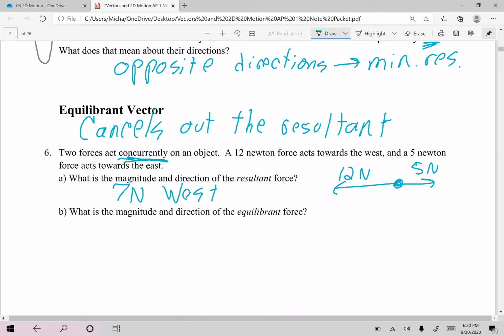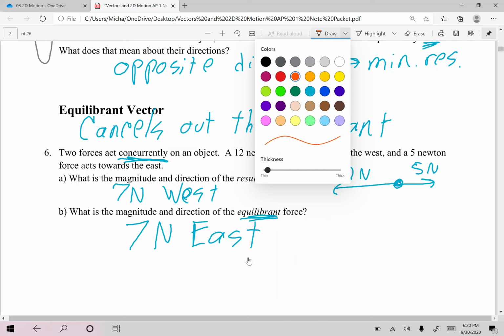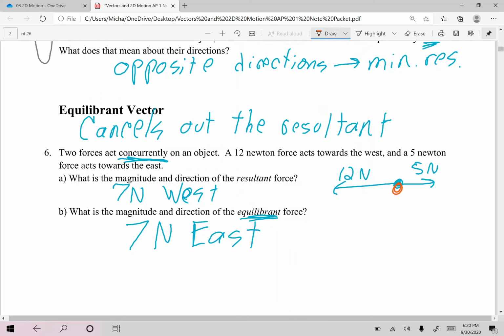What is the magnitude and direction of the equilibrant force? Now again, this is just going to be something that cancels out that resultant. So if you wanted to cancel out 7 newtons west, what we would add to this is 7 newtons east, right? Because 7 west and 7 east would cancel out. In terms of what that actually represents, if I added another 7 going this way, you see how these would all cancel out?